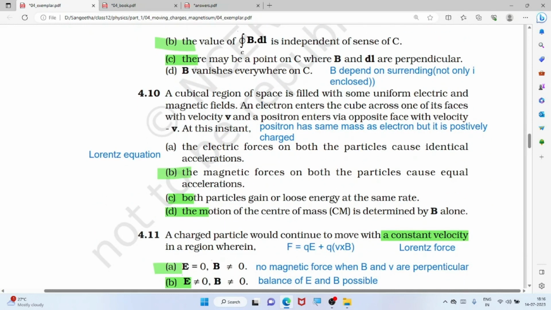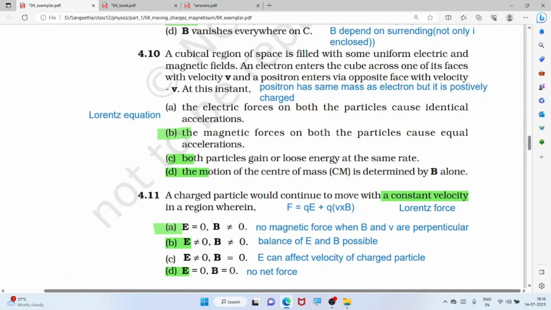A cubical region of space is filled with some uniform electric and magnetic field. The electron enters in. A positron has the same mass as an electron, but it is positively charged. You have to use the Lorentz equation for this, and you will get these three answers. The magnetic force on both particles causes equal acceleration. Both particles have the same mass, but the positron is positively charged.